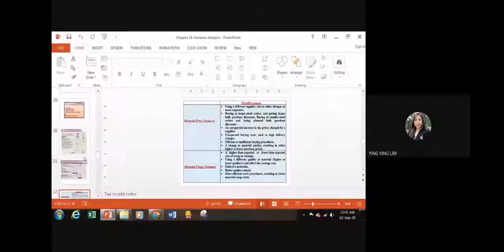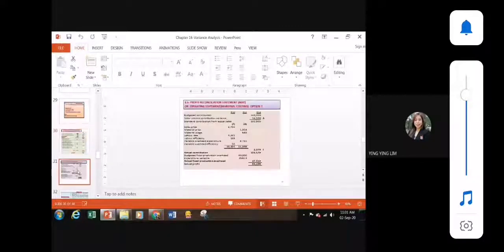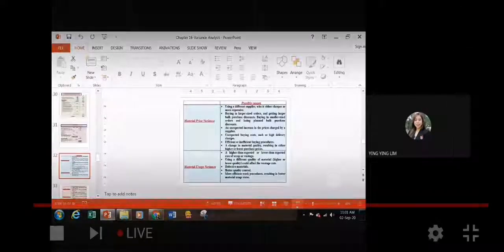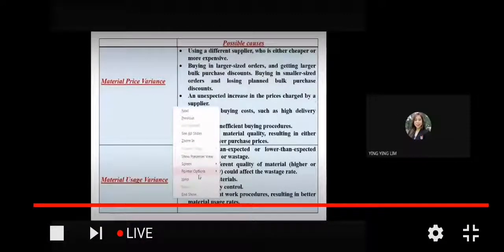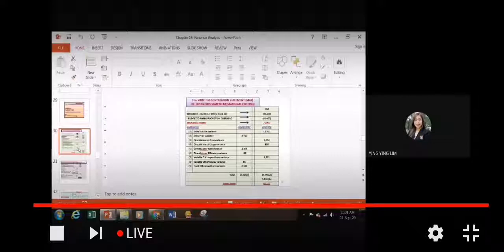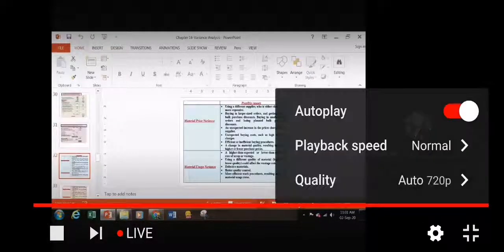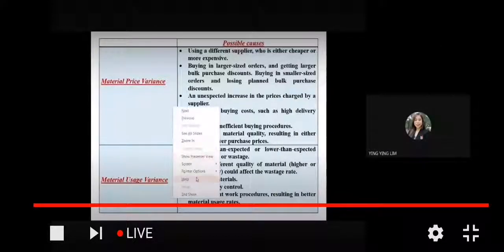Right. So we are looking at the interdependency here. We're going to look at the slide here.